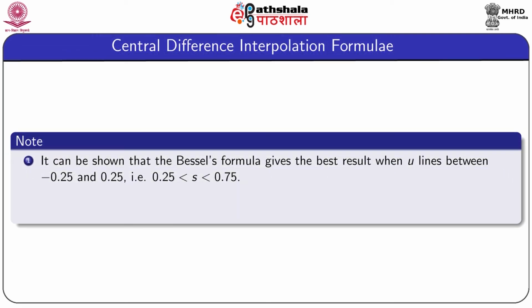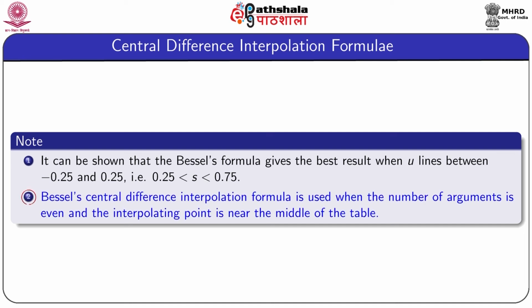Now, it is noted that the Bessel formula gives the best approximate result when u lies between minus 0.25 and 0.25, that is, s lies between 0.25 and 0.75. Again, the Bessel central difference interpolation formula is used when the number of arguments is even and the interpolation point is near the middle of the table.